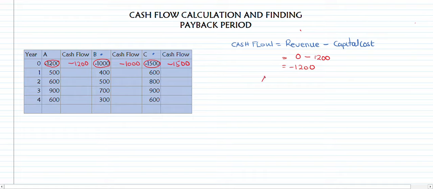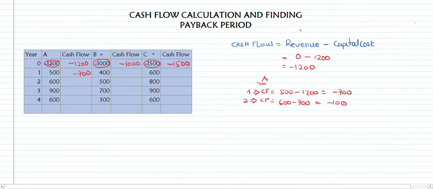So Project A, cash flow for year one, the first year. My cash flow is going to be 500 minus 1,200, and that's going to give me minus 700, right? So it means that I was owing 1,200. I generated 500 cedis and used it to pay, and now I'm owing 700. For year two, my cash flow is what? 600 minus 700, because now my capital cost is 700. That's going to give me minus 100, and that is my cash flow at this point.